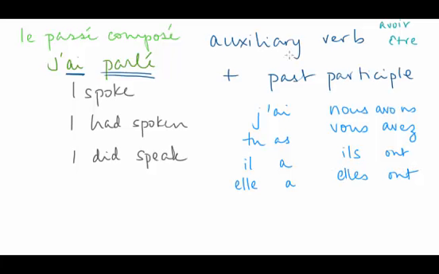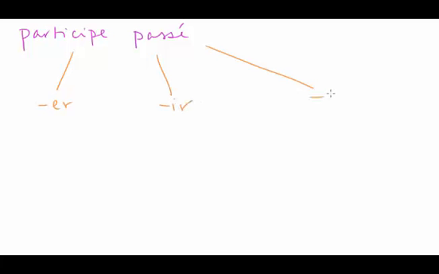Alright, so now that we've gone over the auxiliary verb, we can do the past participle. So in French, the past participle is called le participe passé. Le participe passé. And for regular verbs, there are three different ways of determining what this actually is, based on the three major classes of verbs. So we have ER verbs, IR verbs, and RE verbs. And those are the endings of the infinitives.